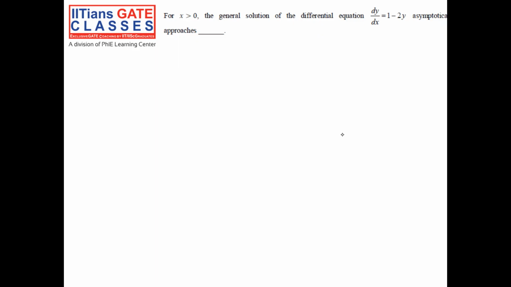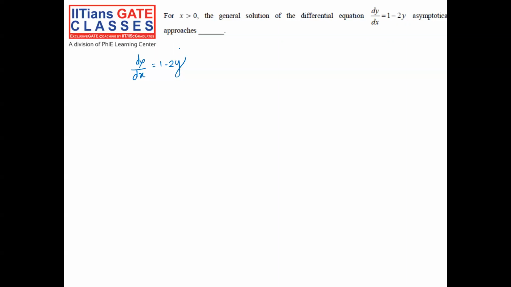So what they are asking in this question is the general solution of the differential equation asymptotically approaches to what value? Okay, so we have to put that value in this case. So let's write down the differential equation. dy by dx equal to 1 minus 2y.